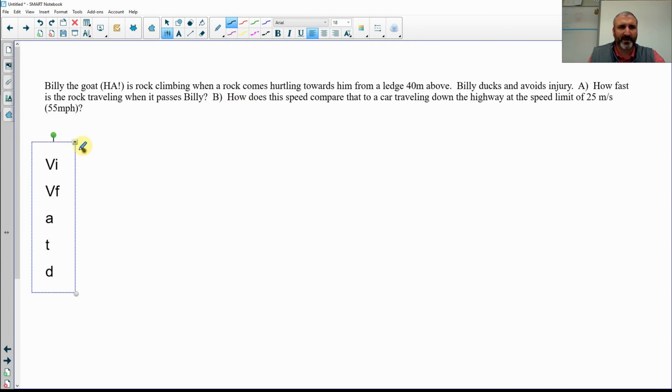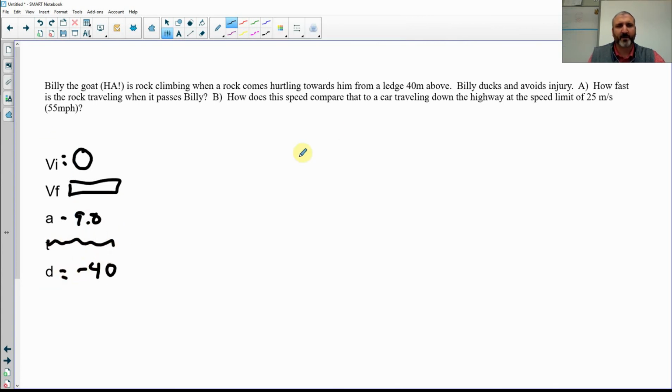We can assume that it came from rest because it was a rock, so the initial velocity is 0. We are looking for the final velocity. We know the acceleration is negative 9.8 because we're dealing with something that's falling again. The time we don't know and we're not asked for it, but the displacement we know is negative 40. So again, VI, VF, A, and D. I think the equation to go with is going to be VF squared equals VI squared plus 2AD.